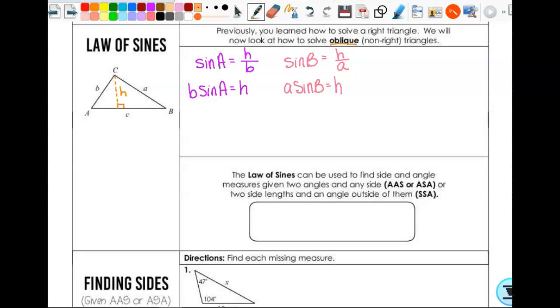All right, so now that I have both of these things equal to h, I can do some substitution. Since a times the sine of B equals h, I can take this and substitute it in right there where there's an h. So when I do that, that's going to give me b times the sine of A equals, instead of h, a times the sine of B.